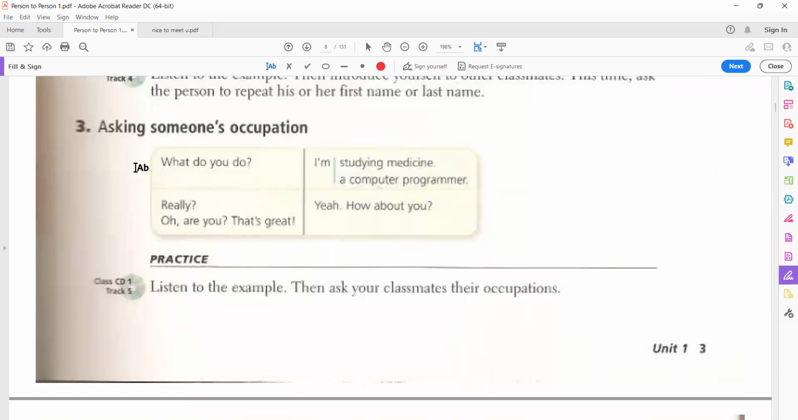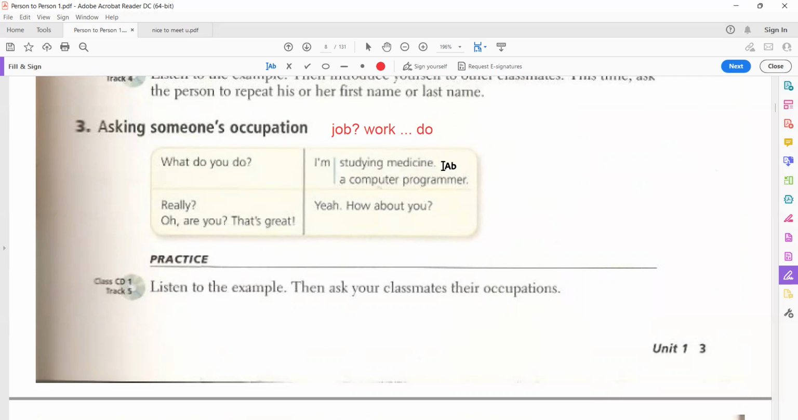All right. And then asking someone his occupation. So when you meet someone, first you introduce yourself and then you ask for their occupation. Occupation means job, okay? Their job or what they do. For example, their work or the things they do, okay? So he said, what do you do? She said, I'm studying medicine.